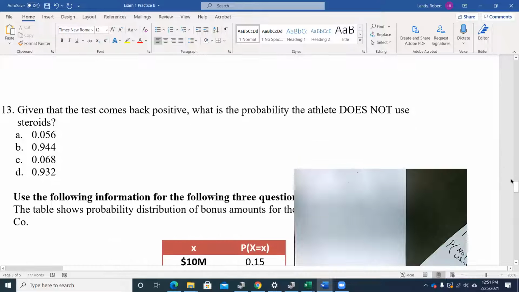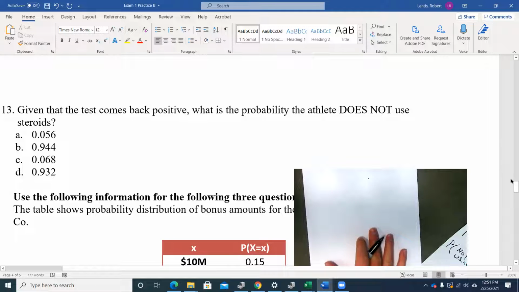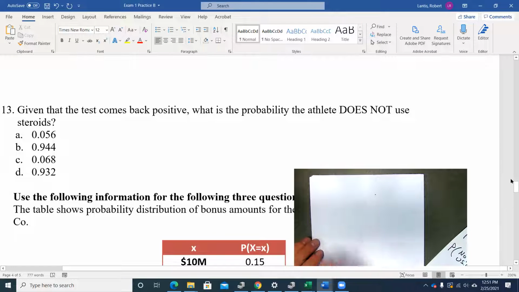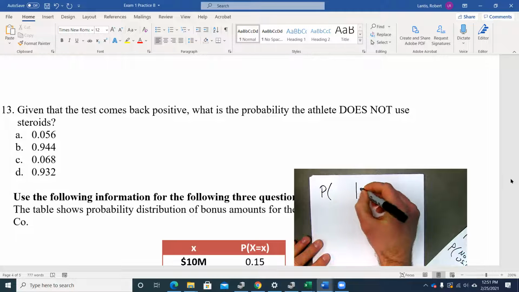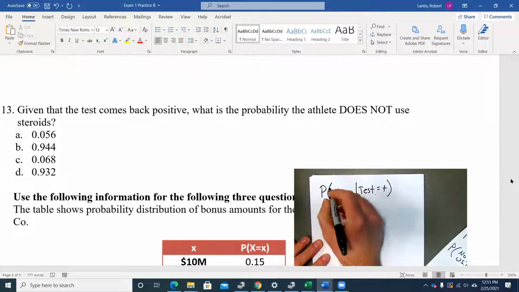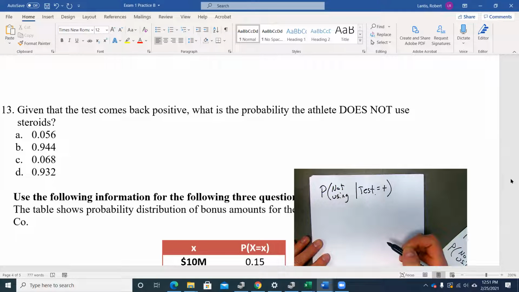And it always starts out, let's write out what we're looking for, okay? So given that the test comes back positive, what's the probability the athlete is not using or does not use? So here, we've got a conditional probability. Given that the test comes back positive, what's the probability that they're not using? Okay, that's what we're looking for.